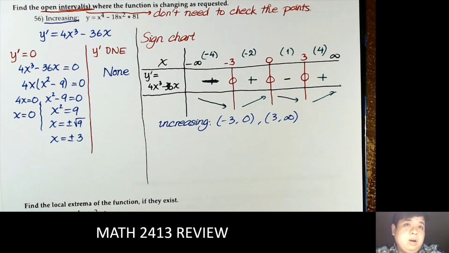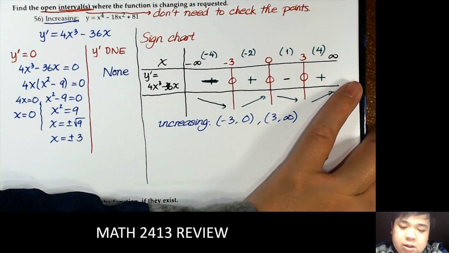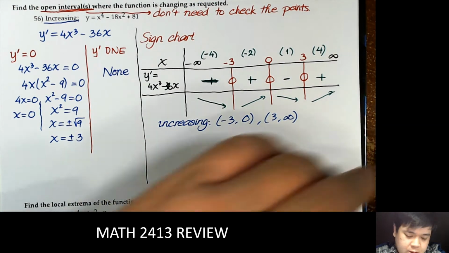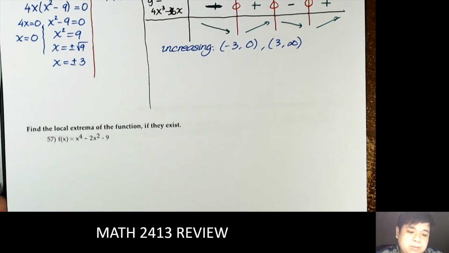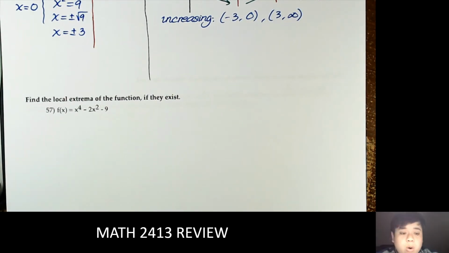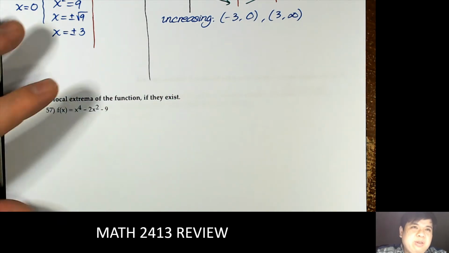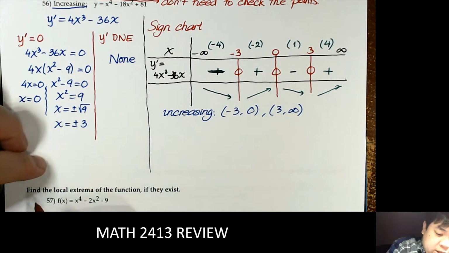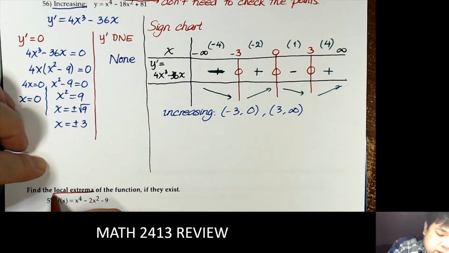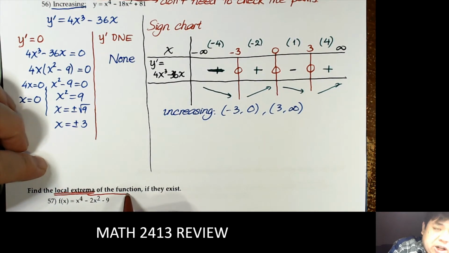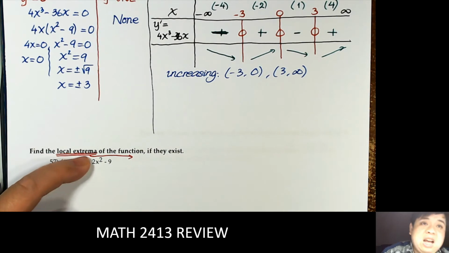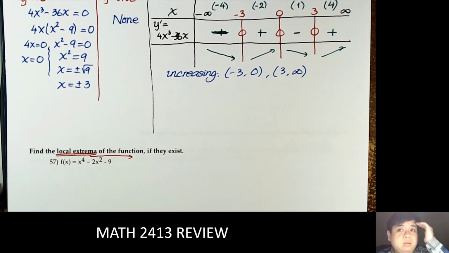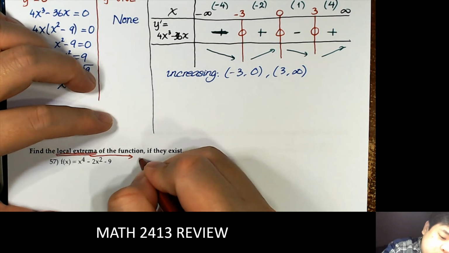So that's pretty much all we do. Next we find the local extrema, local minimum or local maximum. Pretty much the same thing. The only difference from what we have here is that this time we are asked to find the local extremum, meaning that we need to find the points, because the answer is going to be the point where the function has the maximum or minimum. So here we have to check the point.